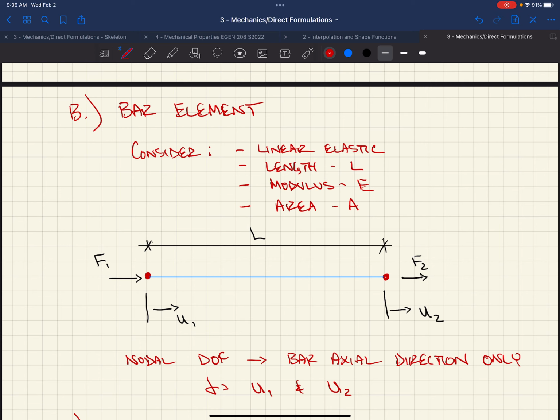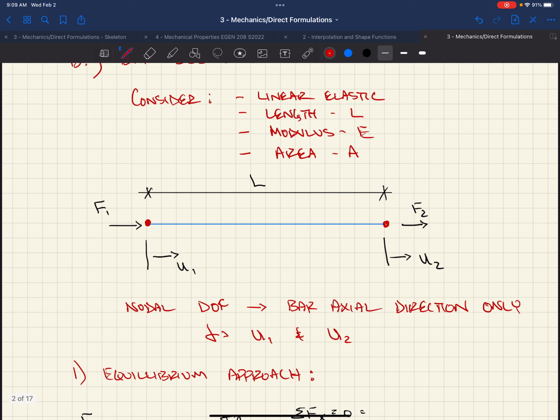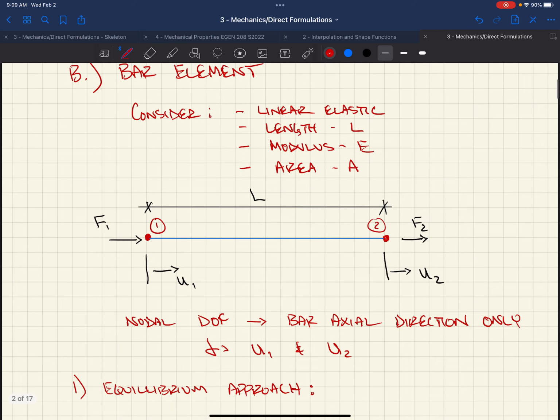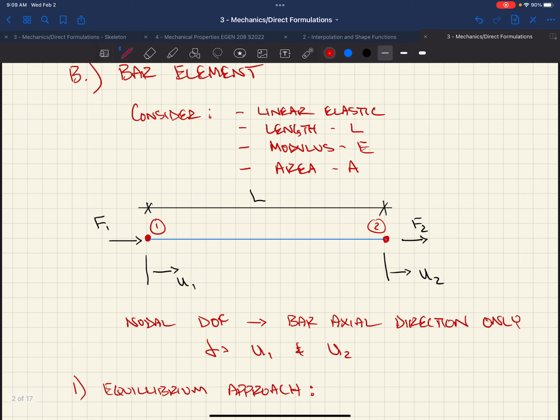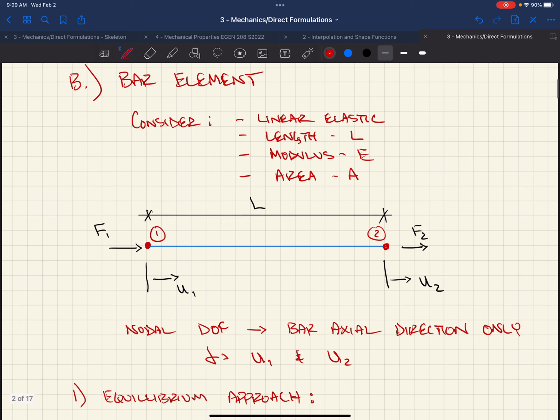And we have this bar element. We've seen this a few times now. It has some length L attributed to it. We're going to have some sort of deformation, displacement at our two nodes. Nodal degrees of freedom, only in the axial direction of our bar. We're going to have deformation 1 and deformation 2 associated with node 1 and node 2. This would be node 1. This is node 2. So we're going to develop our stiffness equations.